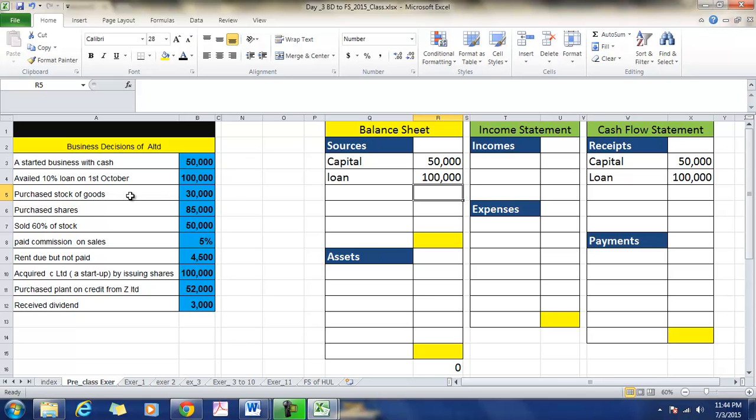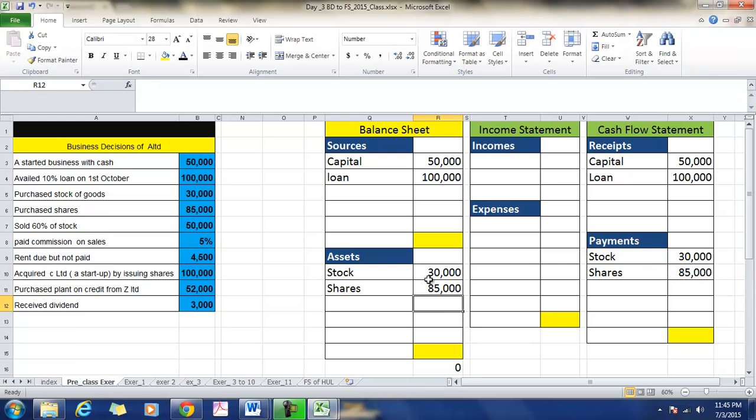Purchase stock of goods. For the time being, let us assume it for cash. So we make the payment for purchase or acquisition of stock. So acquisition of stock results in the outflow of cash or the cash payment, and the cash payment is 30,000. Purchase shares of another company. This is also an acquisition of an asset in consideration of cash flow. So a share is an asset because it has the ability to generate the future cash flows.